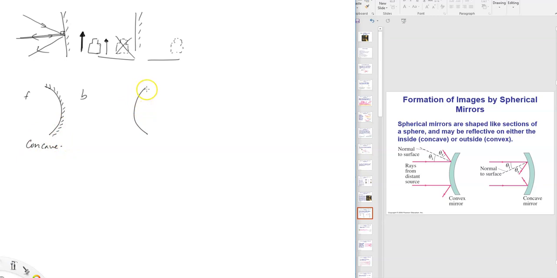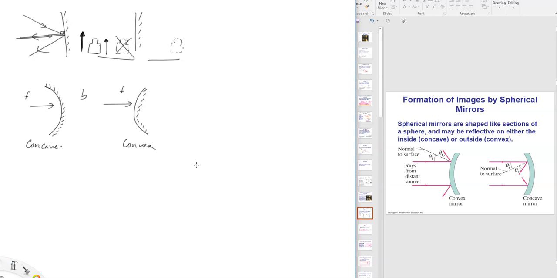This one is the reflective surface. So this is the front. This is where the light comes in, and it reflects to the same side. These kind of ones, like bulging outwards, that is the front side, convex. So we're going to talk about the properties of these mirrors.